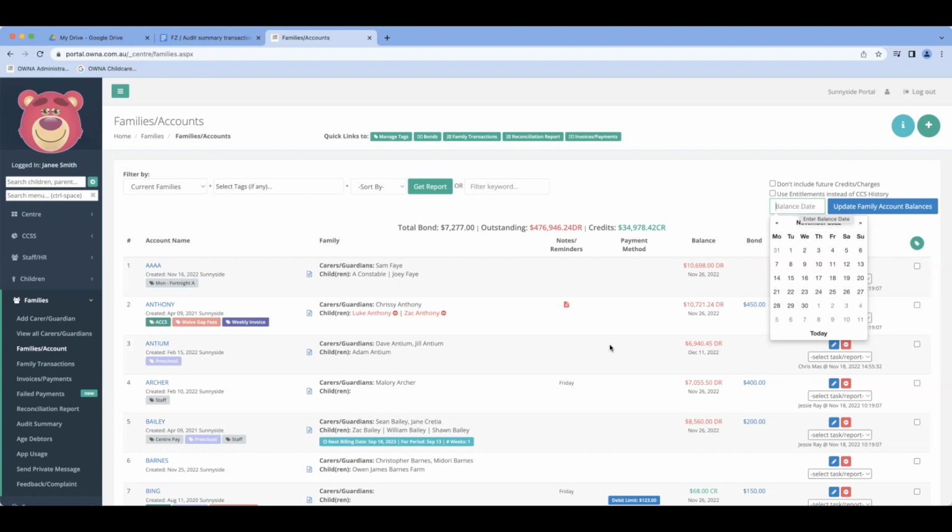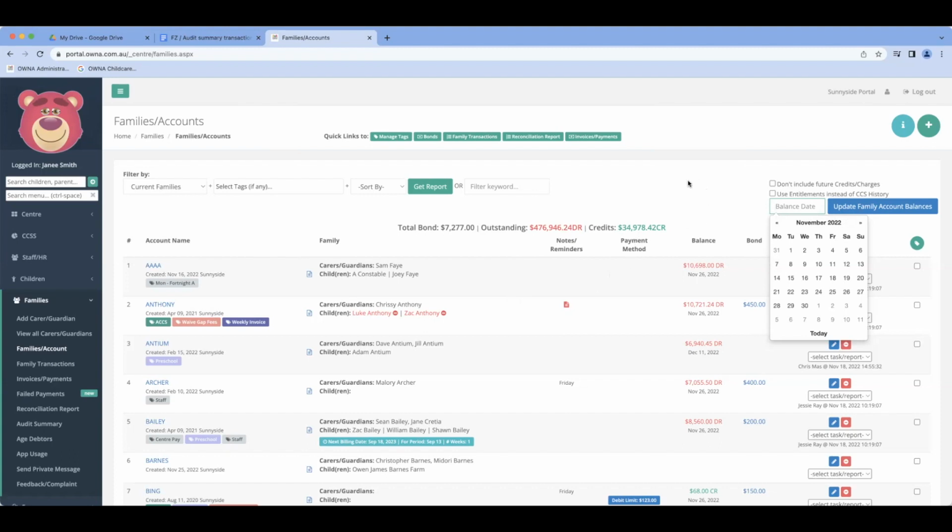Especially for centres that use our merchant, sometimes the transactions on the account say processing, but they've in fact already cleared. That's because you haven't balanced your accounts. Balancing refreshes all your transactions to update them, so all those processing statuses should disappear and the transaction will just appear on the family transaction screen.